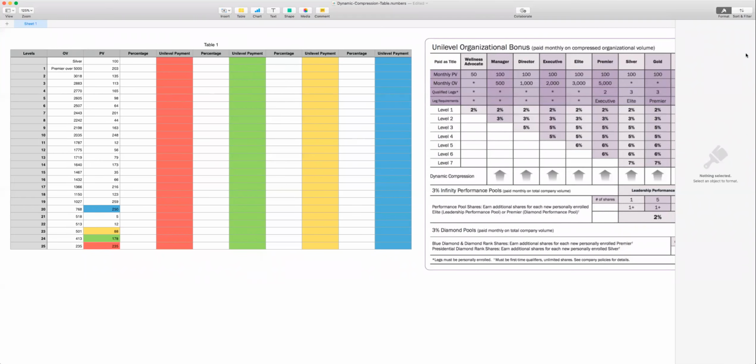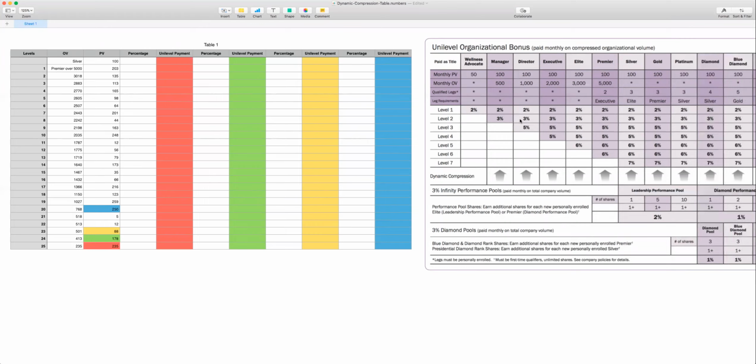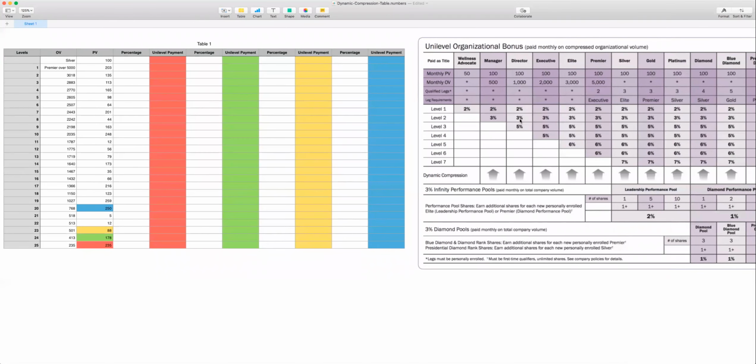All right. Hi, everybody. I wanted to do a quick demonstration to you today of how dynamic compression works in a practical way. So I'm just going to quickly pay out a few orders off this spreadsheet so that you can actually see how each order is paid to the people above them, okay?